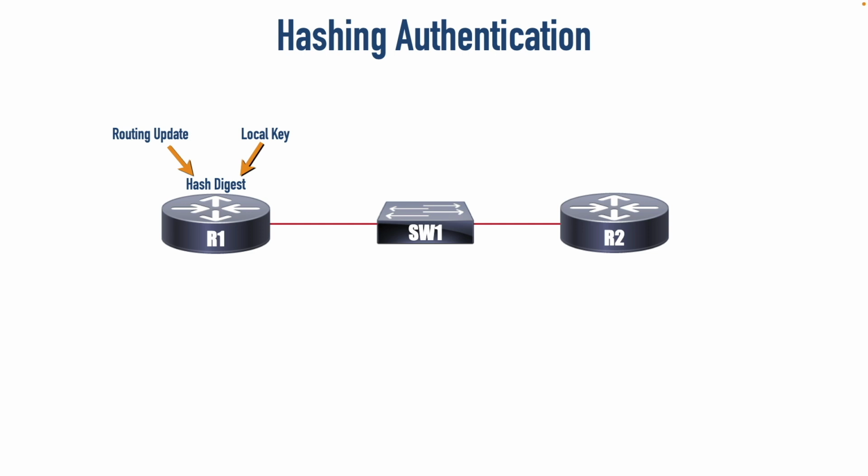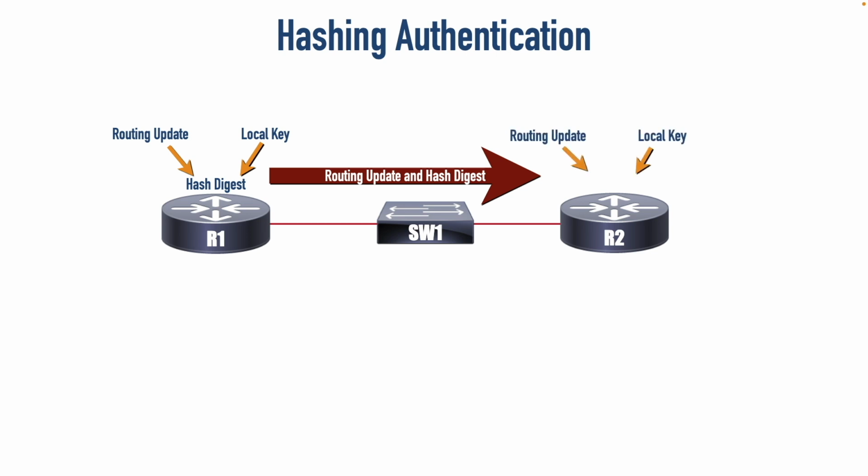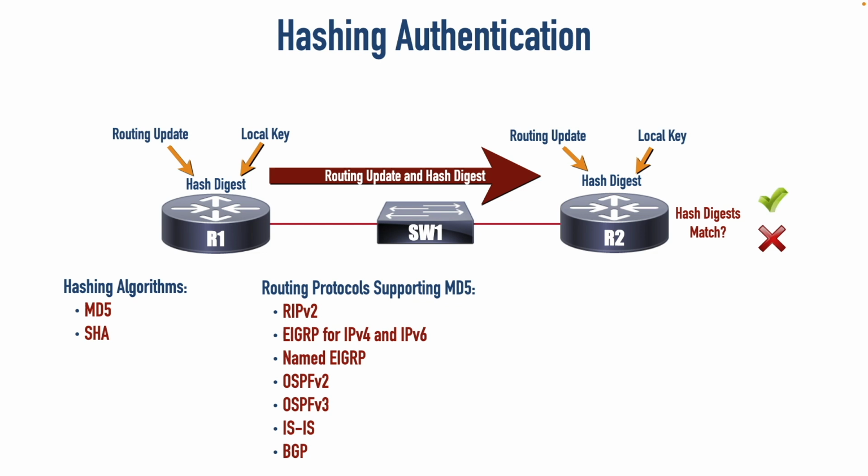And if both sides create the same hash digest, it's a good indication that both sides have the same local key. So we're not sending the key in clear text across the network. We're sending the hashed value of a combination of the routing update and the key. And if the hash digests match, we realize that the routing update is probably valid. Now, this kind of thing is going to be supported in several different routing protocols out there. We're going to be able to support MD5 in the different protocols, I won't read through the bullets, but you see all the different protocols that support MD5.